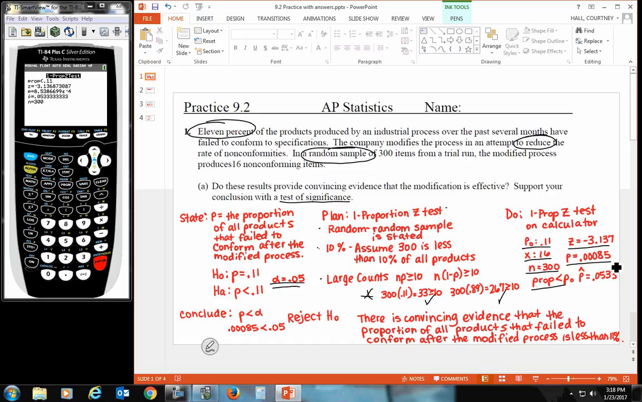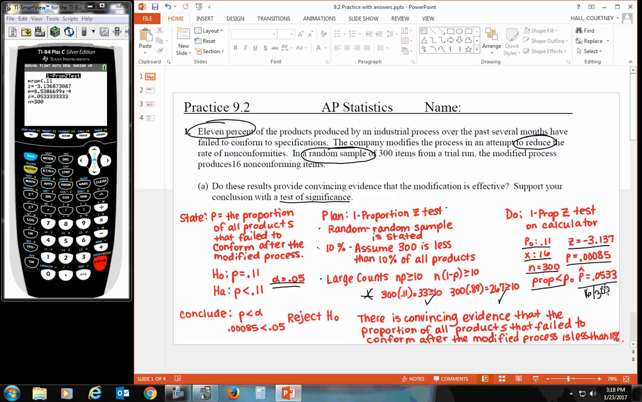So I look at the end, and it says it's at -4. So I need to move my decimal place 4 places to the left. So I come around the 8, and then I add 3 more zeros. So it actually gives me 0.00085 for a p-value. They also give you p-hat. You might be wondering where the p-hat came from. If you do 16 divided by 300, it will give you the 0.053 repeating.